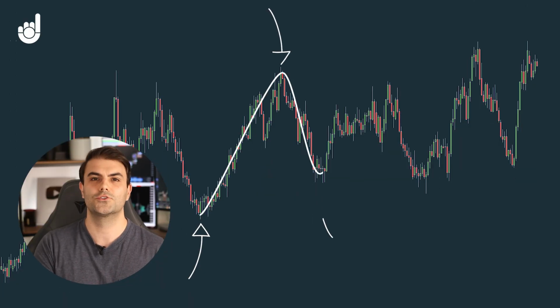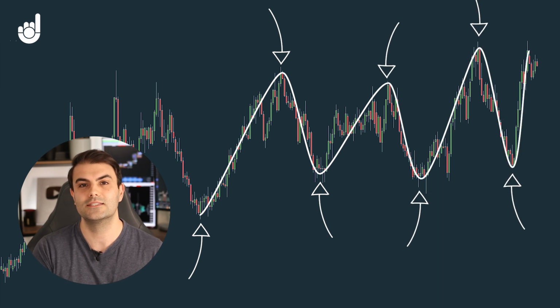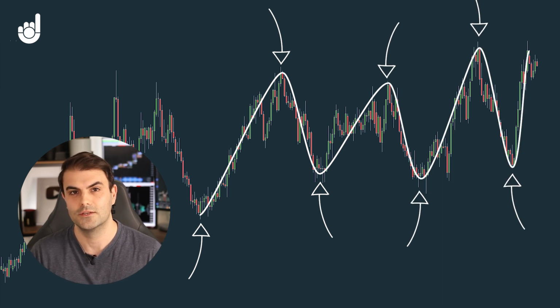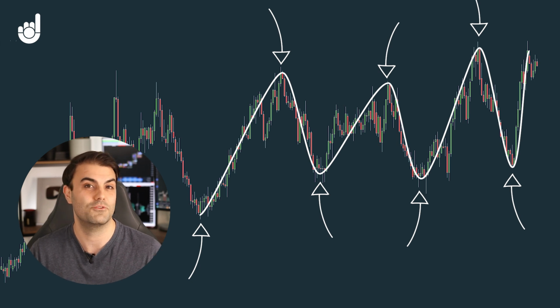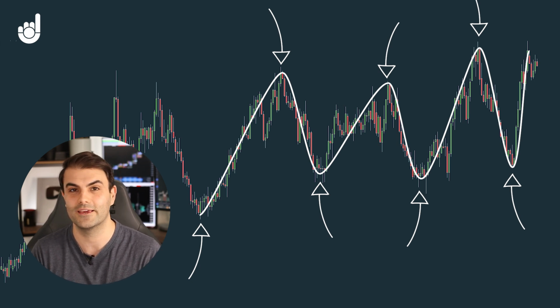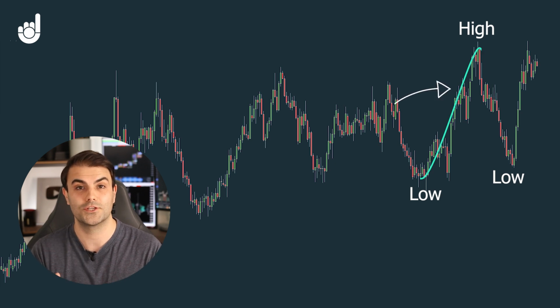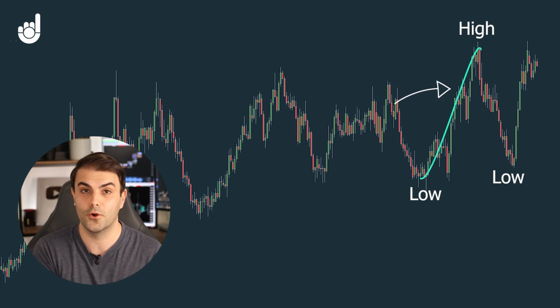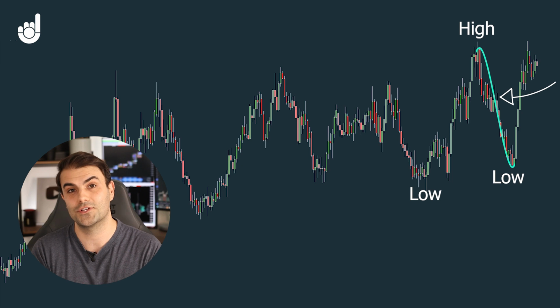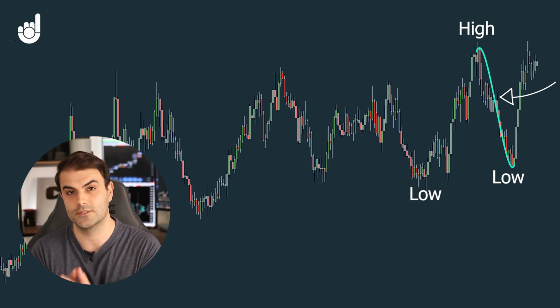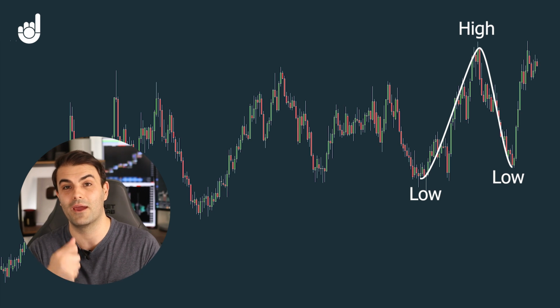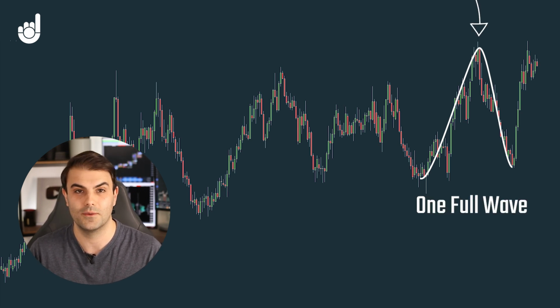So take a look at this chart. You'll notice that the price tends to fluctuate up and down. So these are oscillations in the price movements, which we commonly refer to as the waves in the market. Each wave is made up of two legs. You have a bullish leg, which is the price move from the low to the high, and the bearish leg, which is the move from the high to the low. Now, the combination of these, either a bullish leg followed by a bearish leg or a bearish leg followed by a bullish leg, creates one wave in the market.